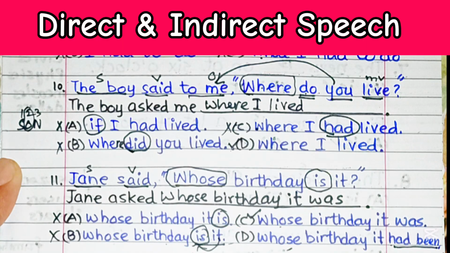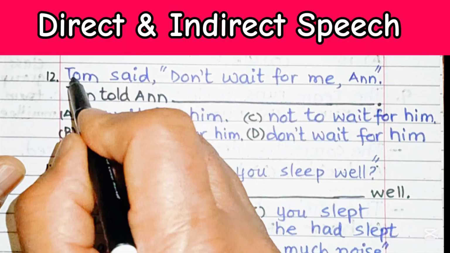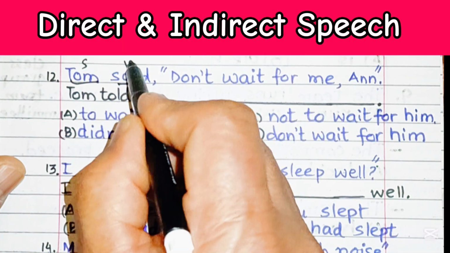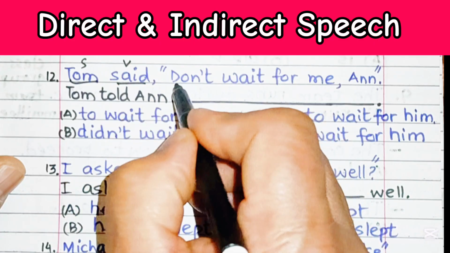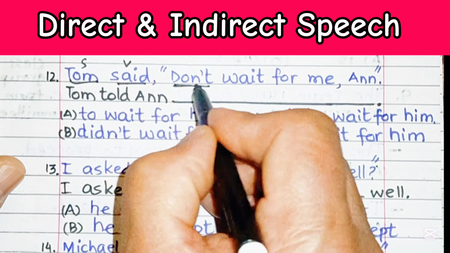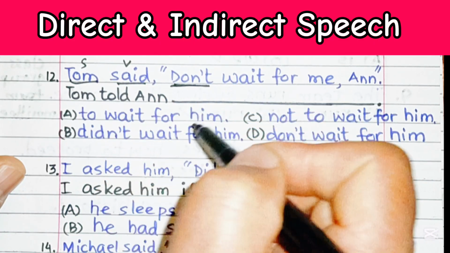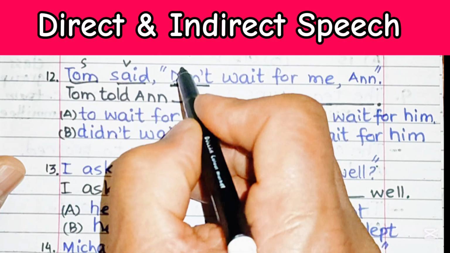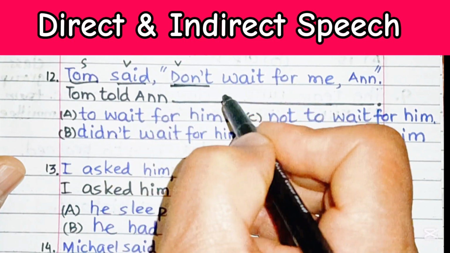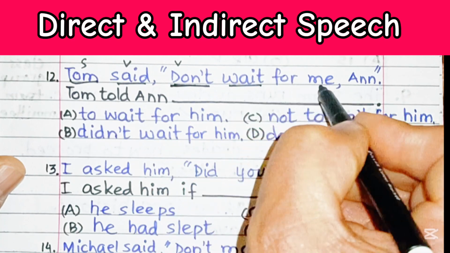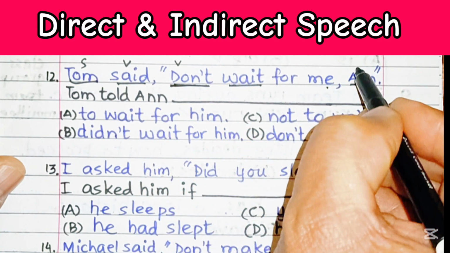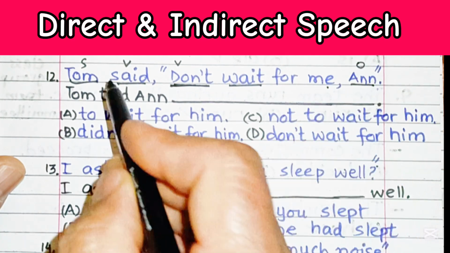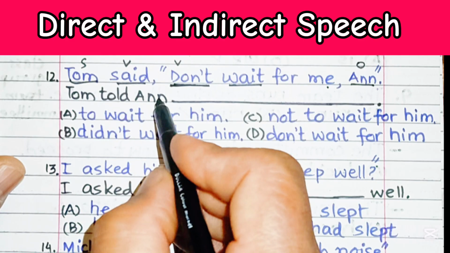Tom said, don't wait for me, Anne. So the subject is Tom and said is the verb, and this is in past. Over here there is some instruction, an imperative sentence, starting with the negation, and there is a verb over here. So, don't wait for me, Anne. The addressee is Anne, so the object is going to be Anne. So Tom told Anne.